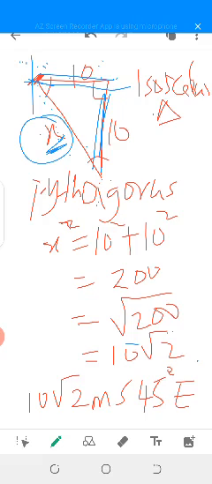So that means if you are to look at this, this is 45, because if this is an isosceles right angle triangle, this is 45, this is 45. So the answer is going to be 10 root 2 meters in the south, 45 degree east.